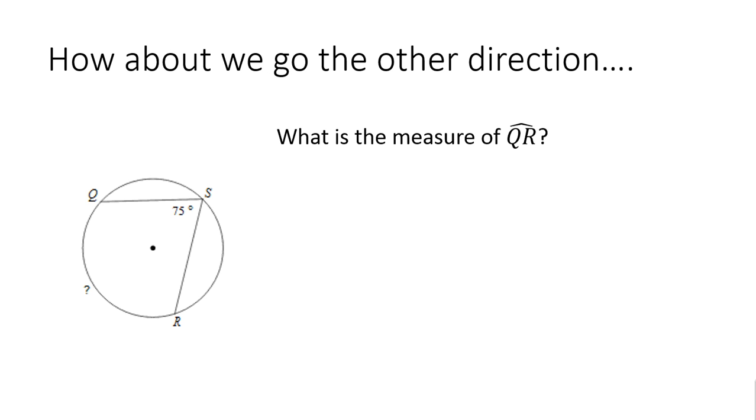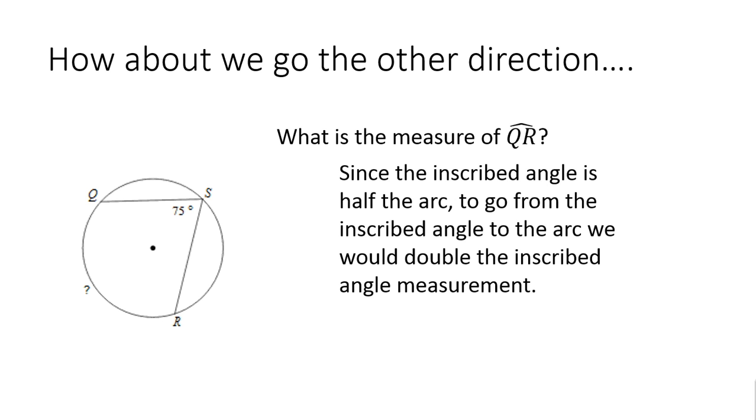How about we go the other direction? What is the measure of arc QR? And we are given the inscribed angle QSR to be 75 degrees. Since the inscribed angle is half of this arc, to go from the inscribed angle to the arc, we would double the inscribed angle measurement. So the arc QR from here to here would be 75 times 2, which is equal to 150 degrees.